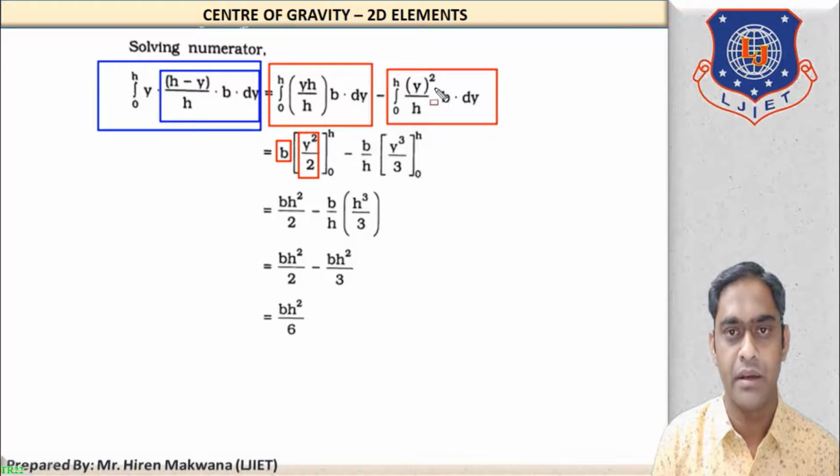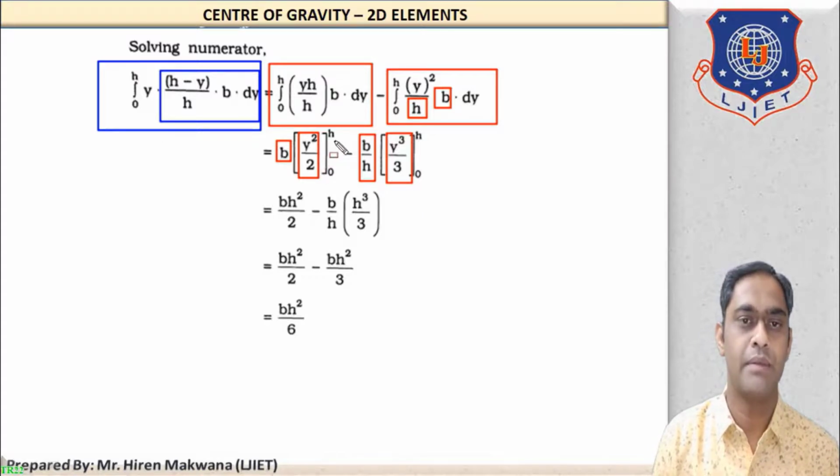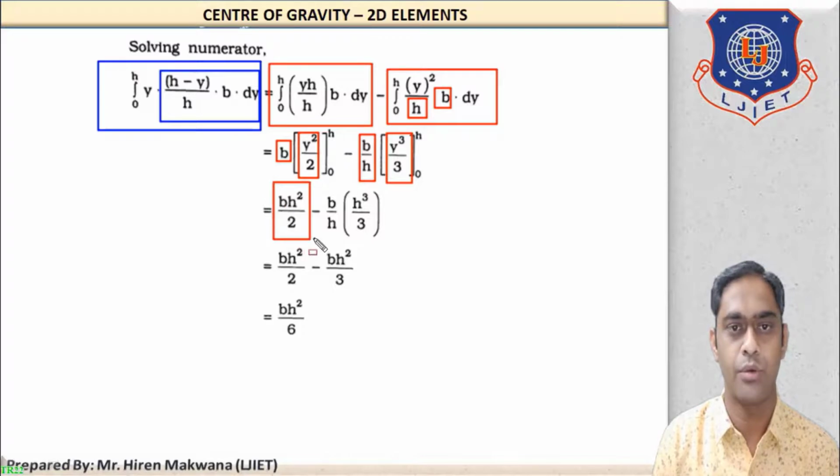In the second term, b and h both are constants, so b by h is out. And what is integration of y square? It will be y cube by 3. Limit will be 0 to h. By replacing the upper limit, it will be h square by 2. So answer is b h square by 2.